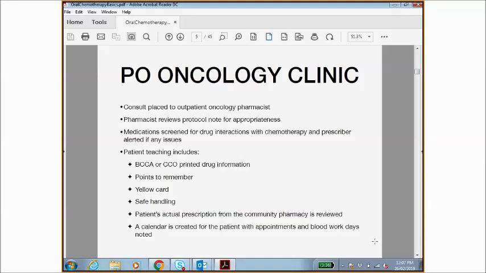Then they learn a little bit about safe handling, and they'll bring in their actual prescriptions that they've had filled at the community pharmacy, and the pharmacist will go over that and make sure that everything's there, that everything's filled correctly, and that the directions are clear. Then a calendar will be created for the patient, and their doctor's appointments and their blood work appointments will be noted on the calendar. The pharmacist will continue to follow them, and when they know blood work is due, they'll look at that and make sure that the patient is ready to go on and do their next cycle of the oral chemotherapy.